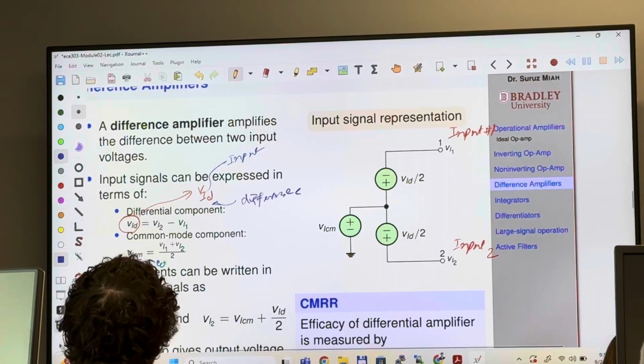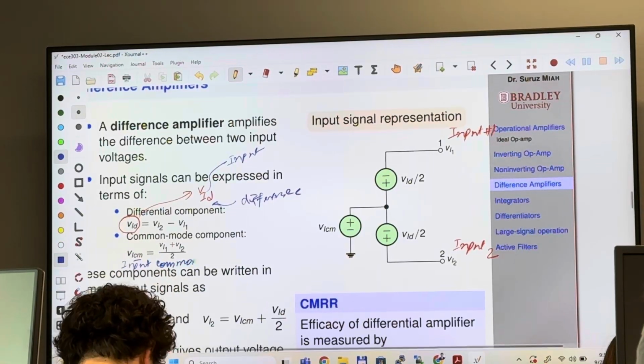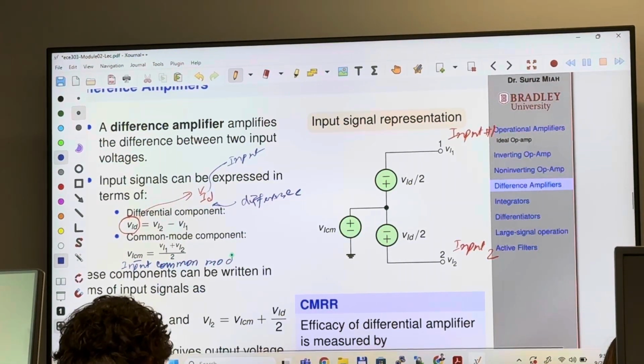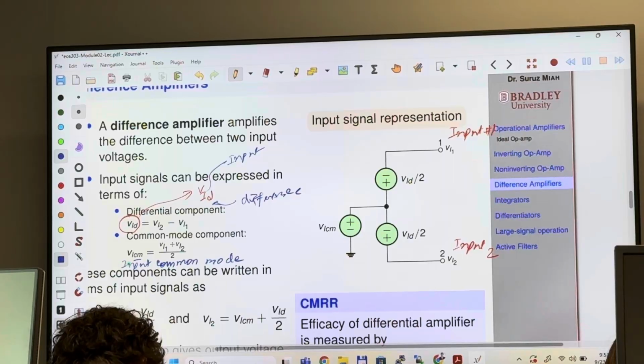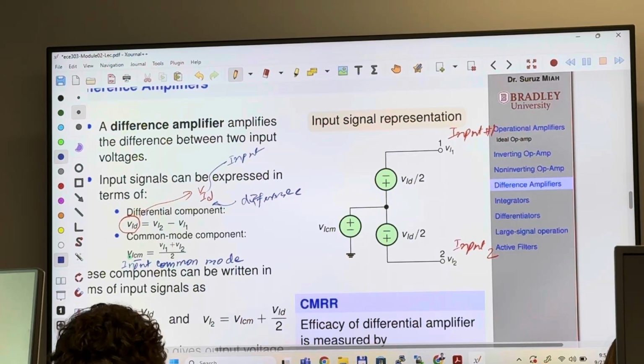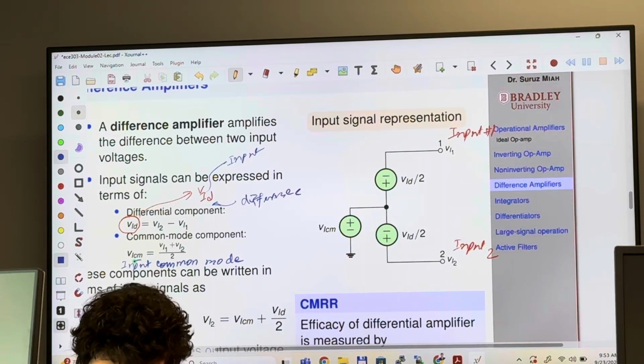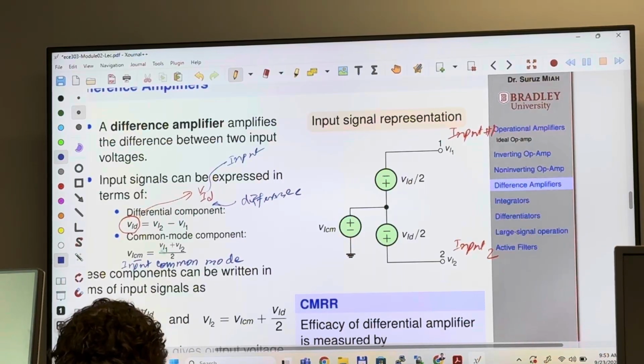V input common mode. So VICM. I is coming from input, and CM is the common mode. So VICM is the common mode signal, which is basically the summation of these two inputs divided by 2.